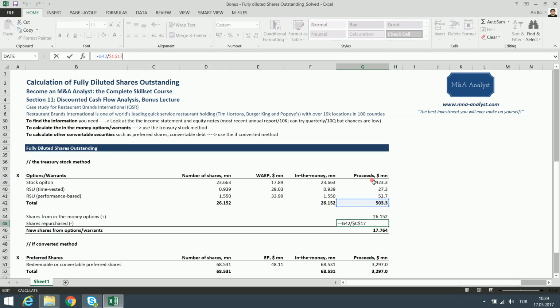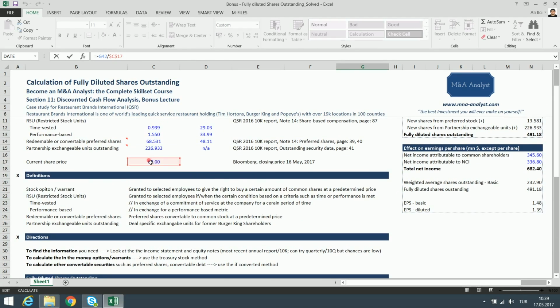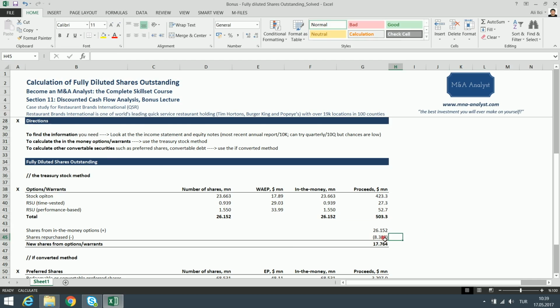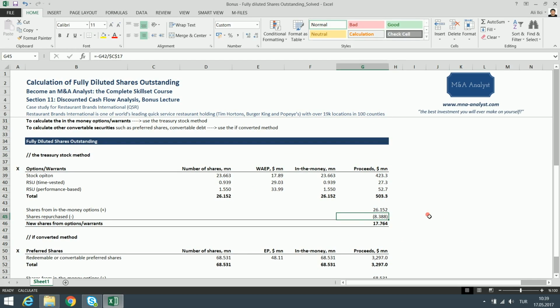So we know that these guys will have these proceeds, $500 million, when they exercise, and we divide it by the current share price to find how many common stocks will be repurchased, and that is almost 8.4 million. And to find the new shares from options and warrants, we simply subtracted the shares repurchased from the shares from in the money options and found 17.8 million shares.